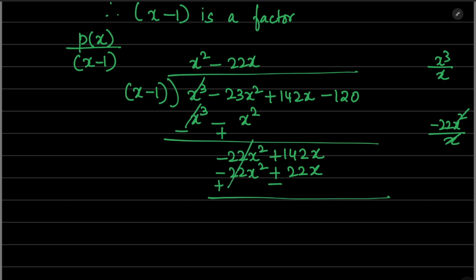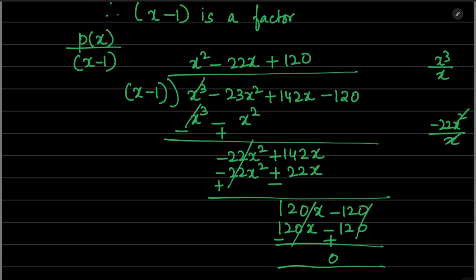Right? So this would get cancelled. Subtracted 0. So it's 120x minus 120. So you'll have plus 120 in the quotient. So again it's 120x minus 120. Change the sign. Everything would get cancelled. So the remainder is 0.